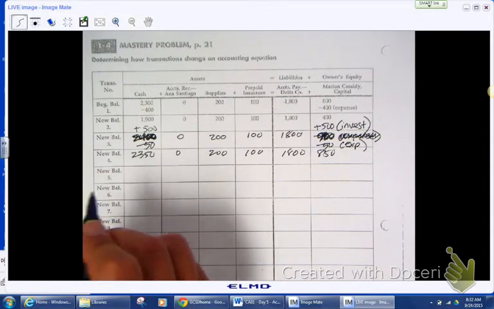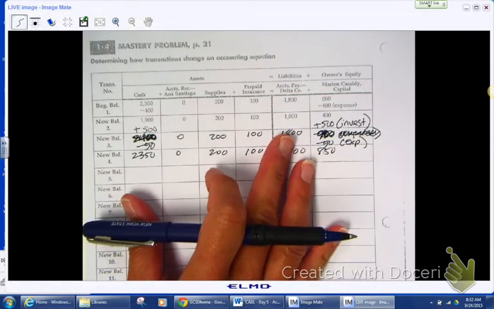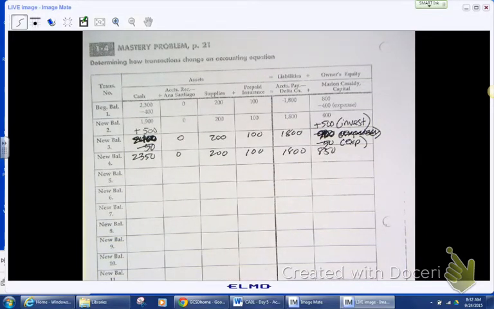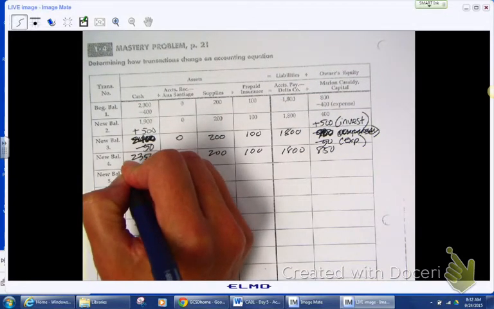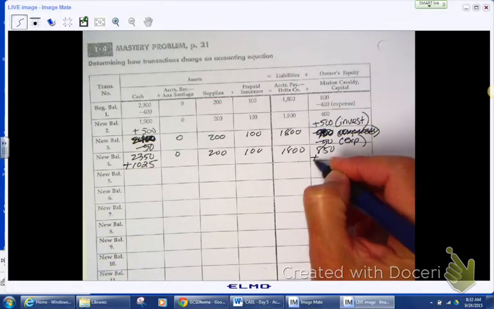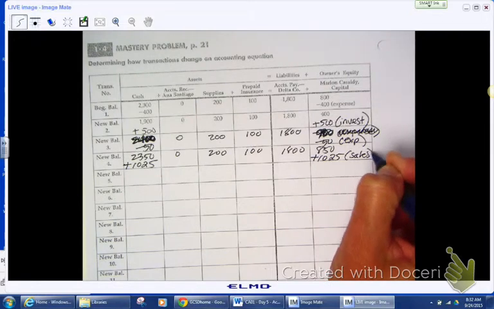Do you want to just finish it, Erica? I'm sorry. I don't even know if I'm right, but I thought we're on 4, right? Yeah, we're on 4. I did increase in cash and increase in owner's equity. Good. Perfect. So plus 1,025 in cash and plus 1,025 in the form of sales impacting our owner's equity.